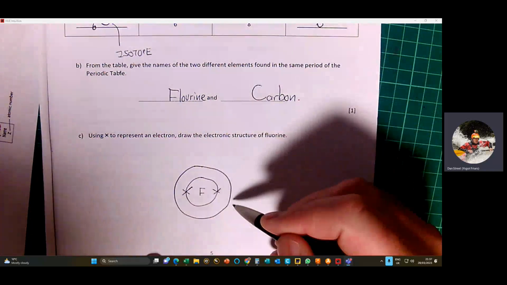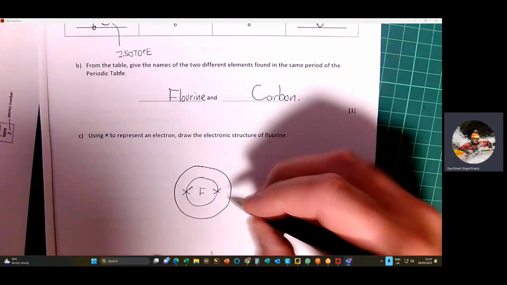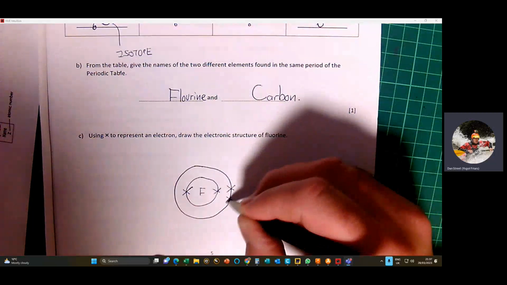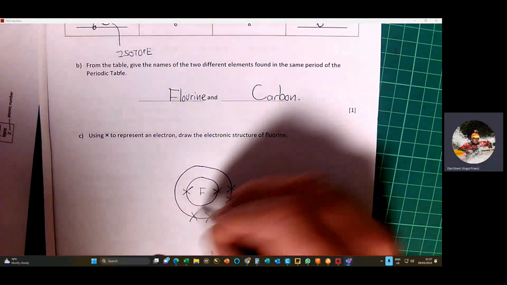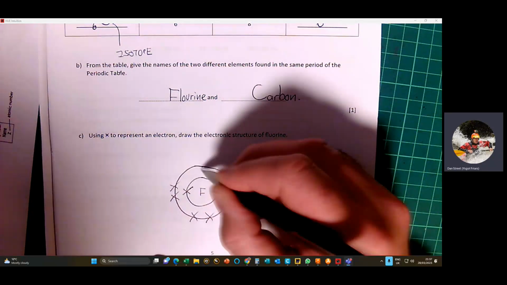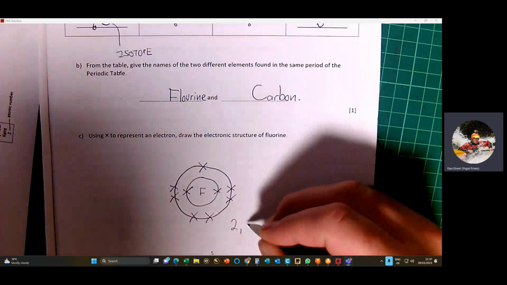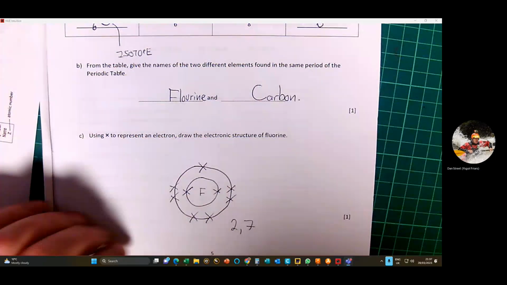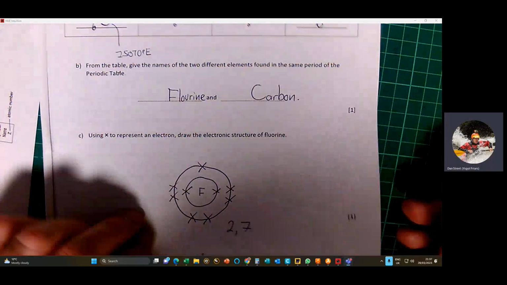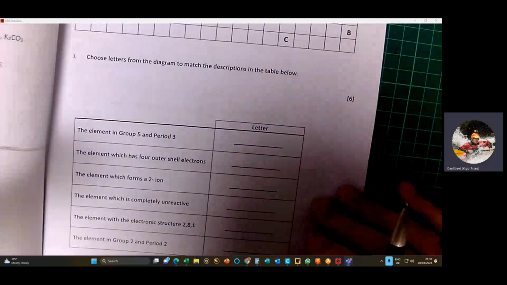The second shell can hold up to 8. We only need to draw 7. So 1, 2, 3, 4, 5, 6, and 7. And that has a configuration 2,7. Okay, so that is question 3.